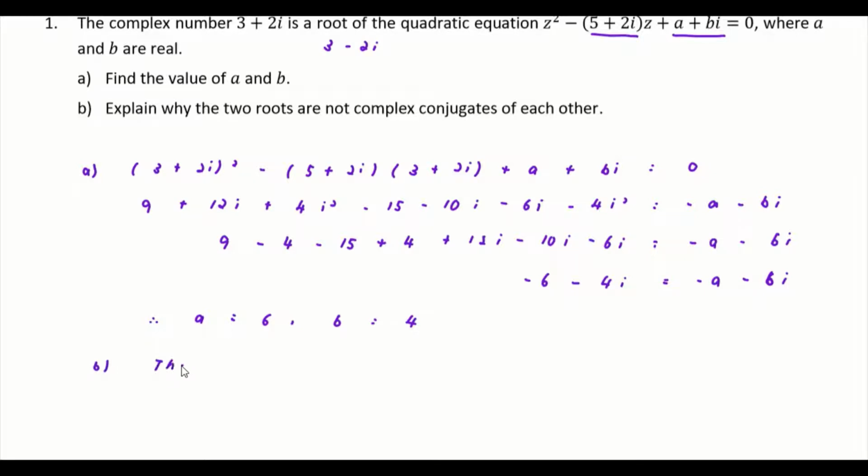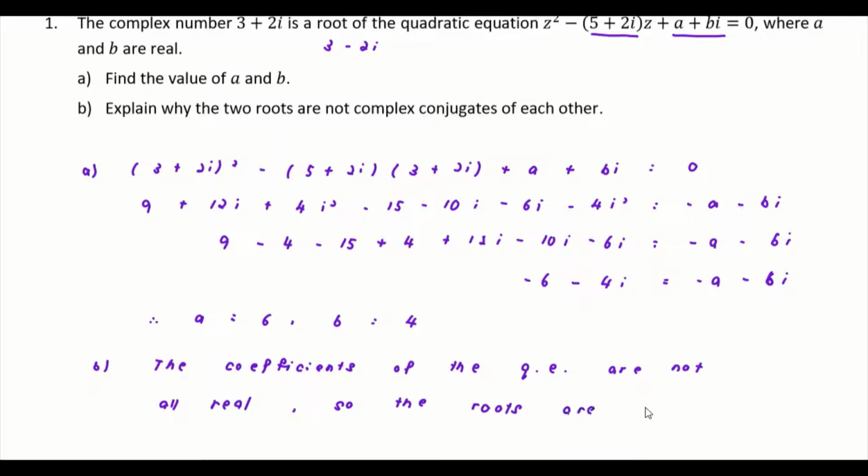Okay, so that's the answer for (b). The coefficients of the quadratic equation are not all real. Just write QE, quadratic equation, are not all real. So you can see that A is real, but B and C are not real, right? So the coefficients are not all real, so the roots are not complex conjugates. Okay, so I hope that you can understand this idea in a better way.